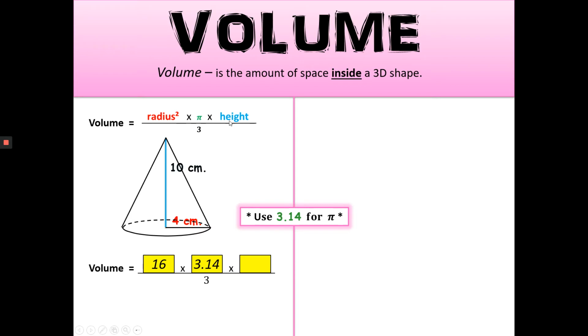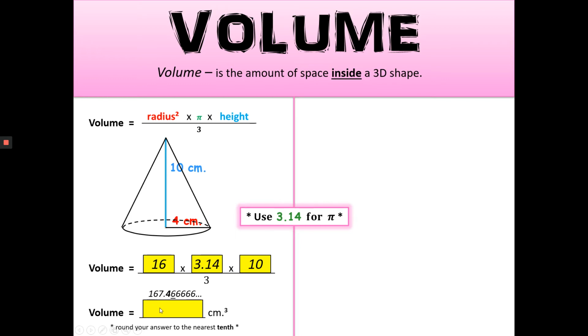And then the last part is the height. That's going to be this blue line right here, just like it was for the pyramids. So that 10 is going to be plugged in right there. So we have to multiply those three numbers and divide by 3, just like it was for the pyramids. It's the same approach, but different numbers plugged into it. So you multiply those three numbers and you divide by 3, and that's going to give you 167.4666666, and it keeps on going.